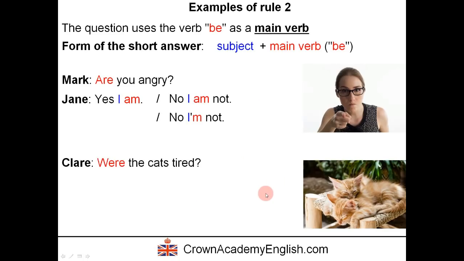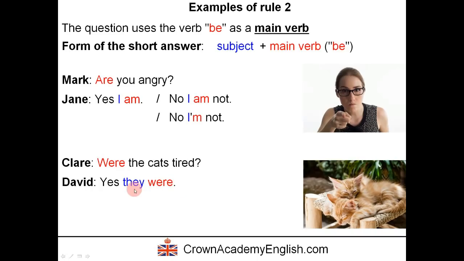Another example. Were the cats tired? So here we have the past simple tense of the verb be. And the verb be is a main verb, and it is the third person plural. The cats. Were the cats tired?